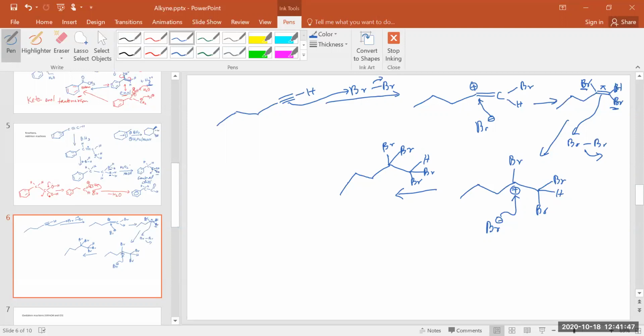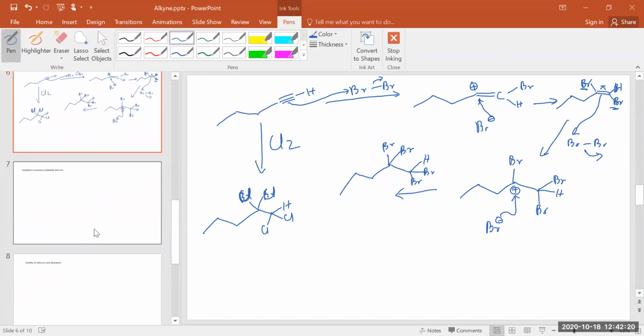Okay. Similarly, if you react with chlorine, so chlorine, four chlorines will be added across the two carbons, sorry, it's chlorine, and then Cl Cl, okay, tetrachloropentane. This will be 1,1,2,2-tetrachloropentane. So this is another example of addition reactions.